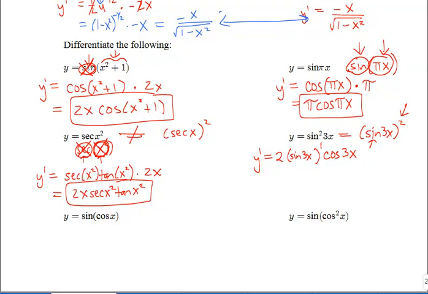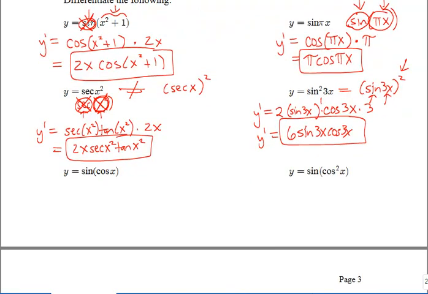So we've done the square. We've done the sine. We still haven't done the 3x. What's the derivative of 3x? Just a 3. And that needs to get multiplied. All of these pieces get multiplied together by the chain rule. So when I combine it, 2 times 3 is 6. So this is 6 sine 3x cosine 3x.